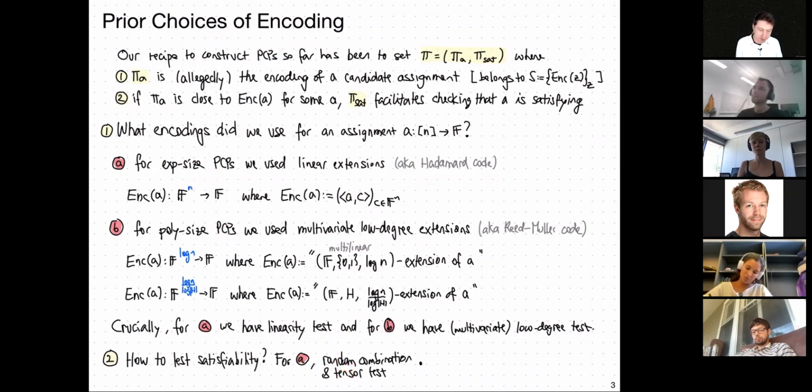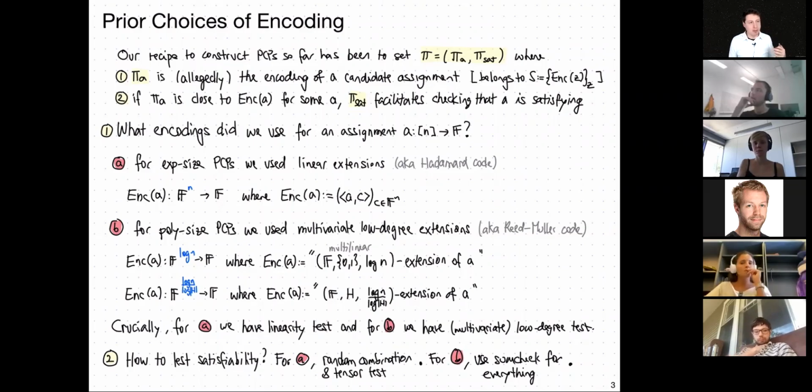In the case of the exponential size PCP, we used random combinations and the tensor test. These were the two parts that constructed the exponential size PCP. And in the case of polynomial size PCPs, we were able to push everything onto the multivariate sum check. But if you take a step back, both PCPs are fairly similar. They follow the same approach of encoding a candidate satisfying assignment, having a way to test that it is close to a valid one, and if it is, then the second proof helps you check satisfiability.